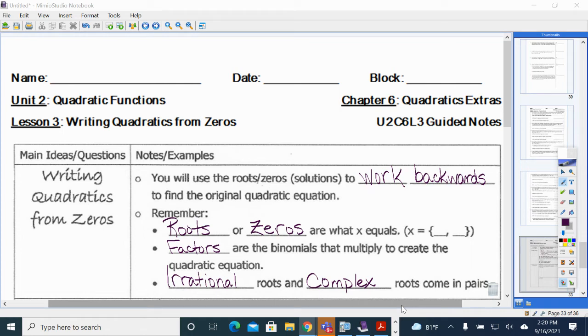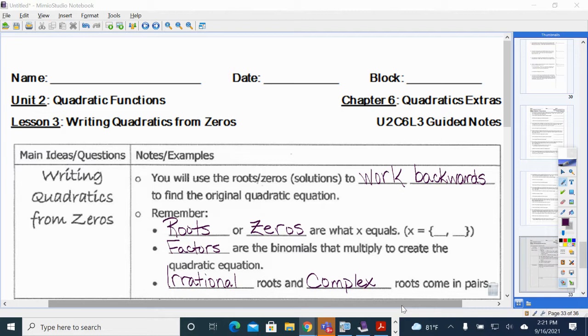This video is on Unit 2, Chapter 6, Lesson number 3 on writing quadratics from zeros. In this lesson, we are going to take the roots or solutions and work backwards to the actual quadratic that would have resulted in those solutions.